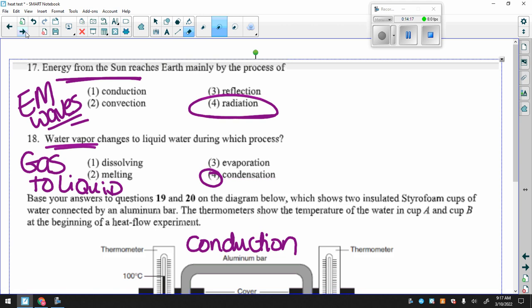All right. Energy from the sun reaches the earth mainly by the process of radiation. Why? Because the sun gives off electromagnetic waves, and all of the waves are radiation.